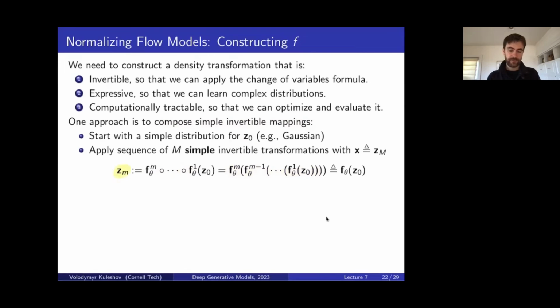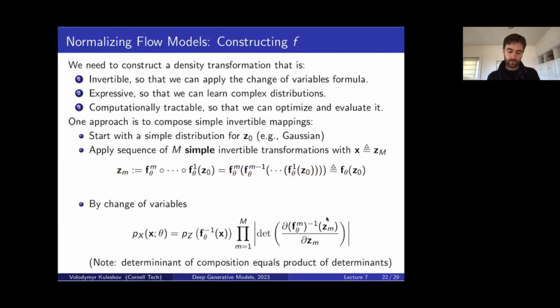Okay, and then this final Zm, that's effectively going to be x, right? So the final output of this sequence of M compositions is going to be the object that I want to output. Why is this a good strategy?